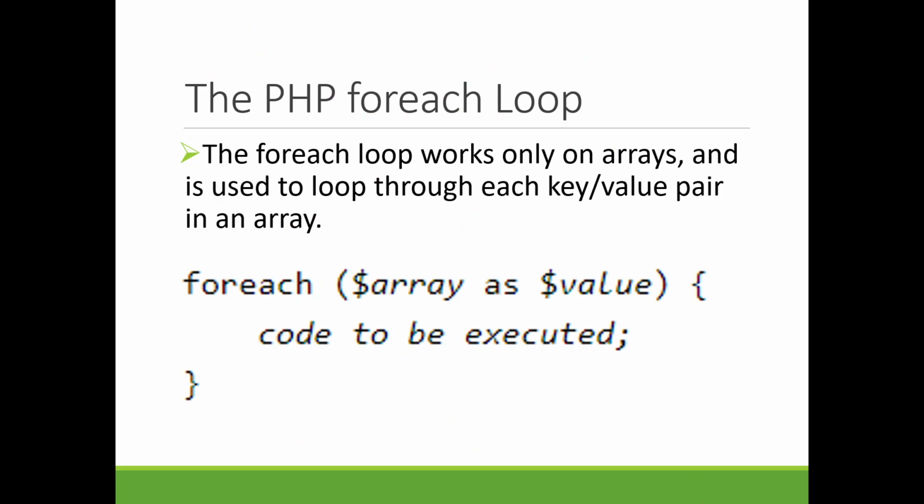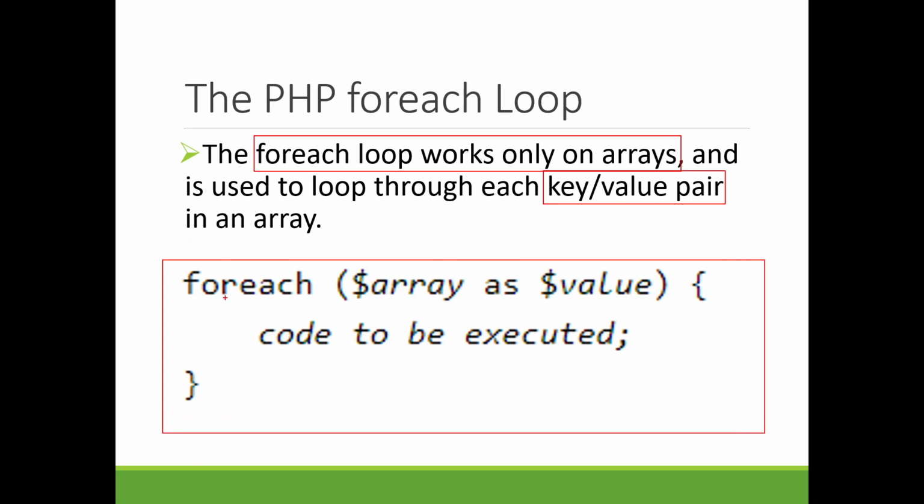And lastly, we have the for each. Now, please note that this loop is a special loop in that it only works with arrays. It's used to loop through each key and value pair in an array. When we look at arrays, we're going to talk about the key and the value. But generally, the syntax for the for each loop is like this.